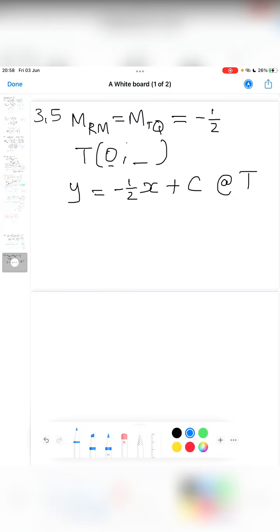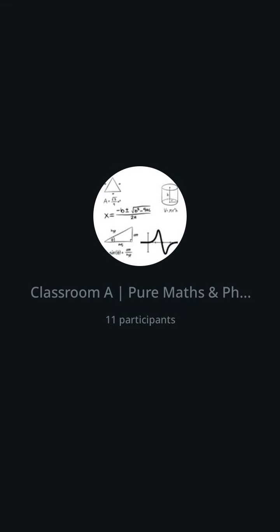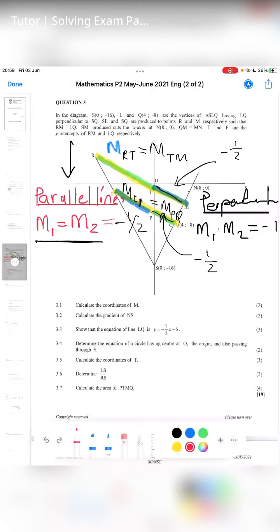So can you see? It seems like I cannot use the coordinates of T. Why? Because I don't know what that is. So if I had to use the coordinates of T, I would not be able to substitute the y value and the x value and calculate c, because after I've calculated c, I can easily get that point. So do I have another point along that same line? This is what you guys can try to answer. Do I have those coordinates? The coordinates of T I know is just 0 and unknown.